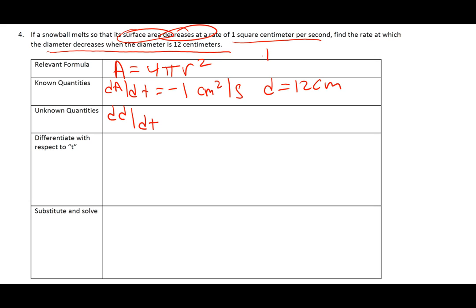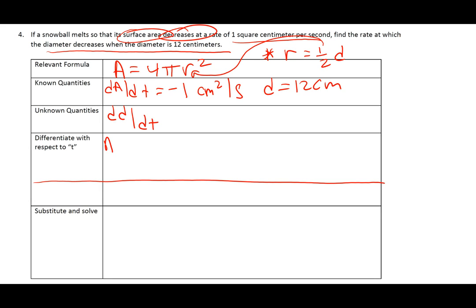Well, we're going to remind ourselves of the relationship between a radius and a diameter. Of course, the radius is equal to 1/2 the diameter. So that means that in my equation, I am going to replace the r with a 1/2 d. You can write this wherever there's room. I'm going to steal half of this differentiate box and do my work there. So again, I haven't taken the derivative yet. All I'm doing is a substitution.